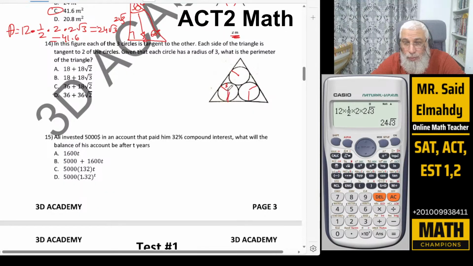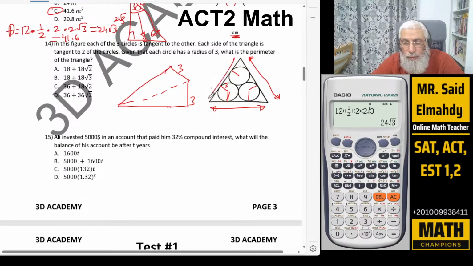So we can take this small part of the triangle. We know that this and this is 3 and this is 3. And because this is an equilateral triangle, this side is equal to this side is equal to this side.